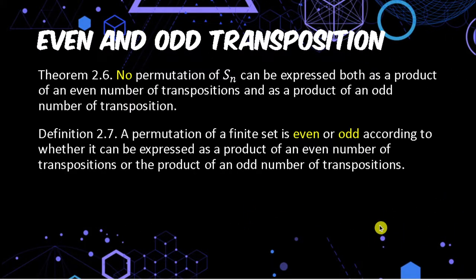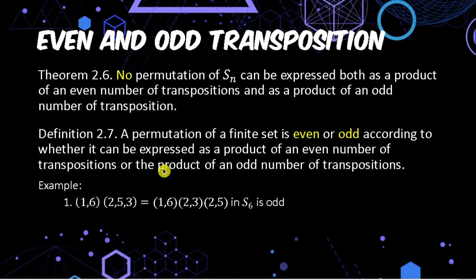A permutation of a finite set is even or odd according to whether it can be expressed as a product of an even number of transpositions or the product of an odd number of transpositions. So I think the definition is very simple. How do we know if this is an even or odd permutation? Although ang binigay ay a permutation expressed as a product of disjoint cycles.